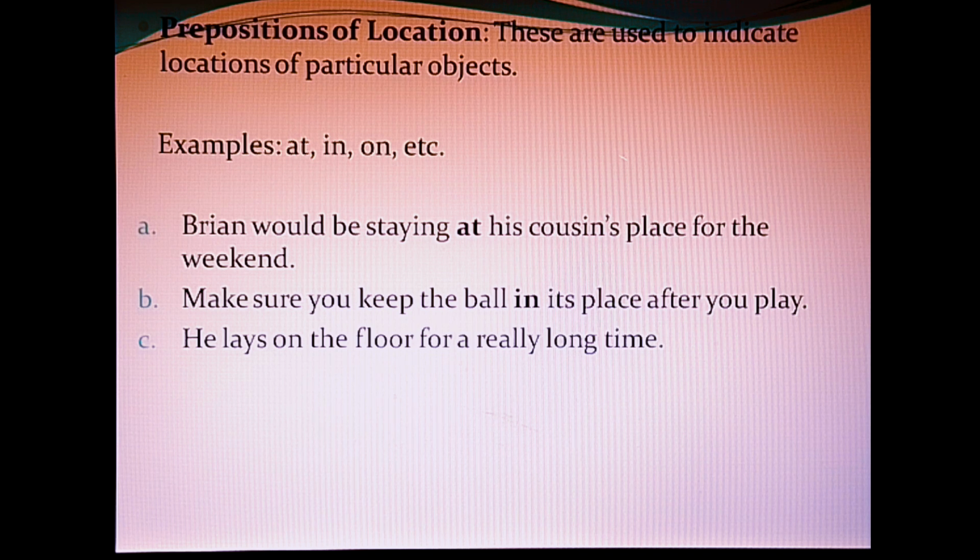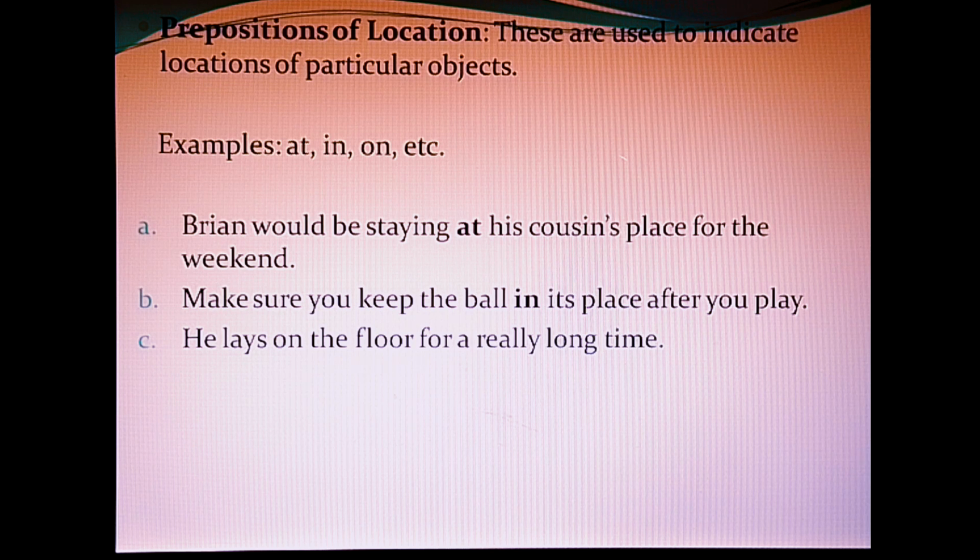These are used to indicate locations of particular objects. The location of what particular object? That is what prepositions of location do. Now let's look at these words: at, in, on. These three words are used for prepositions of location. They show the location of what object, a specific or particular object.